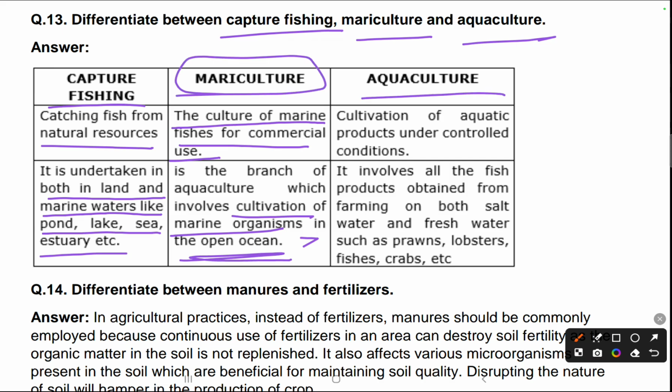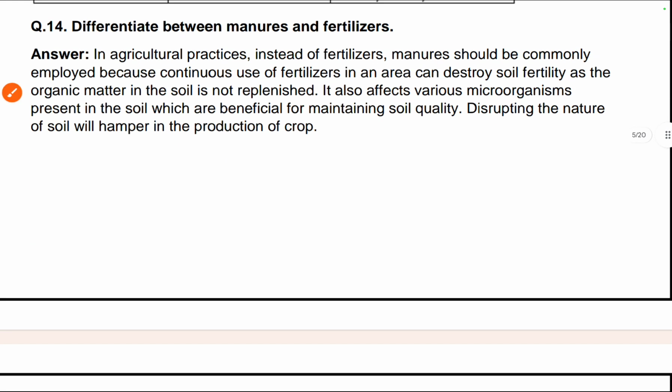Now aquaculture is the cultivation of aquatic products under controlled conditions. It involves all the fish products obtained from farming in both salt water and fresh water, such as prawns, lobsters, fishes, crabs. 14th question.